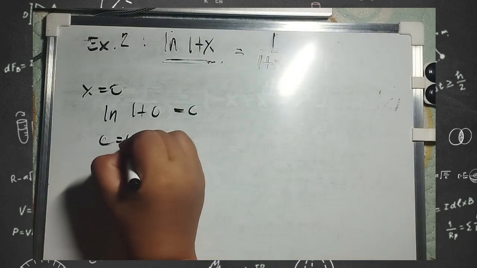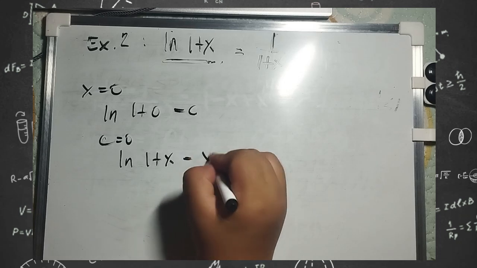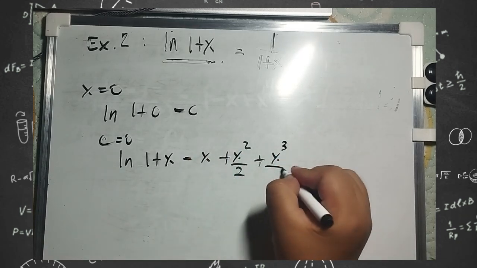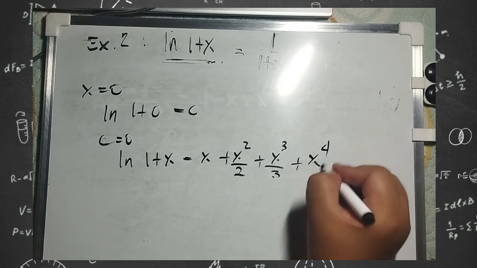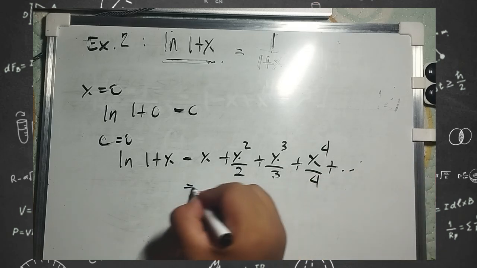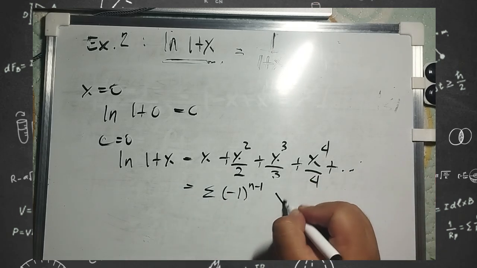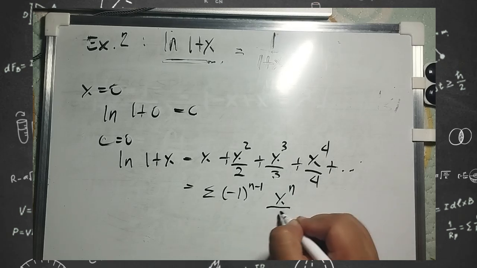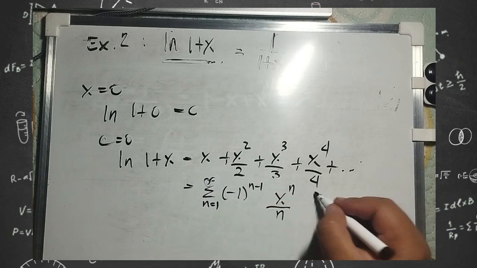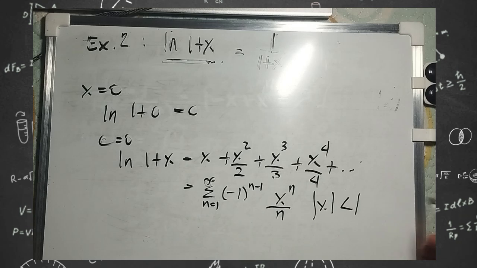Thus, c is equal to 0 and ln(1 plus x) is equal to x minus x squared divided by 2 plus x cubed divided by 3 plus x raised to 4 divided by 4 plus to infinity, which is equal to the summation of negative 1 raised to n minus 1 times x raised to n divided by n, where n approaches from 1 to infinity and the absolute value of x is less than 1.